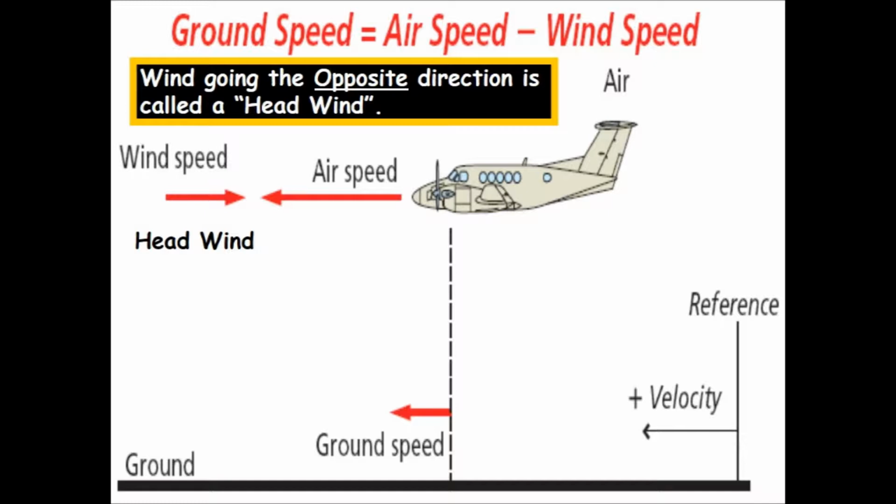So velocity is a vector quantity, so you can add vectors or subtract them or add negative ones, such as in this case of wind speed and headwinds and tailwinds and ground speed, etc.